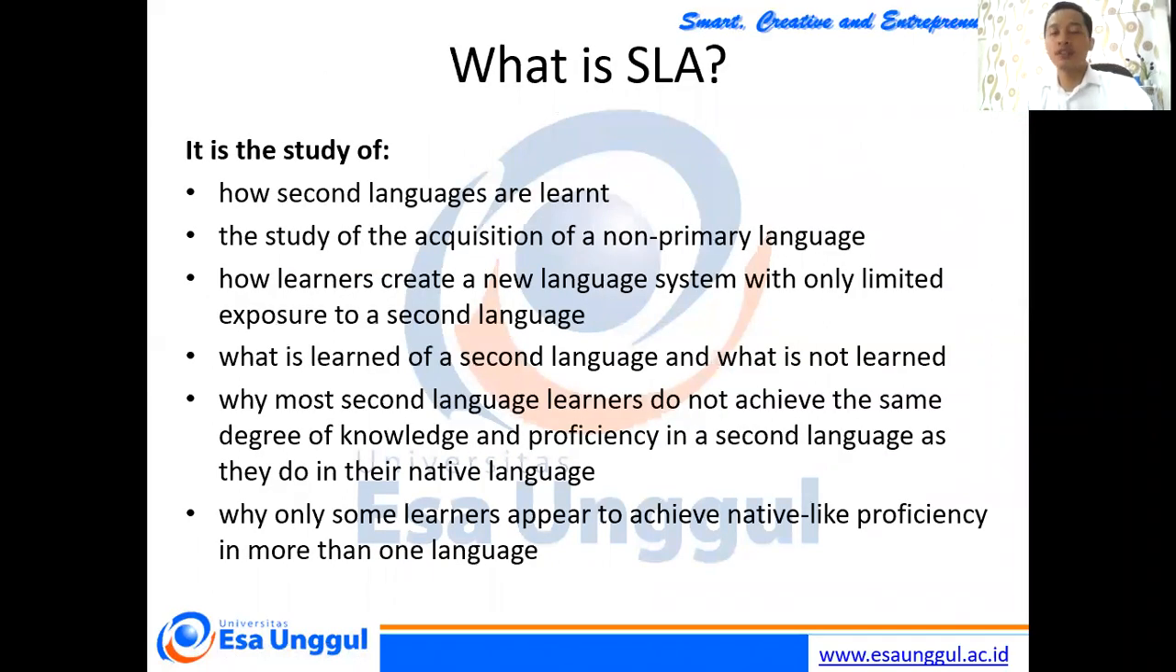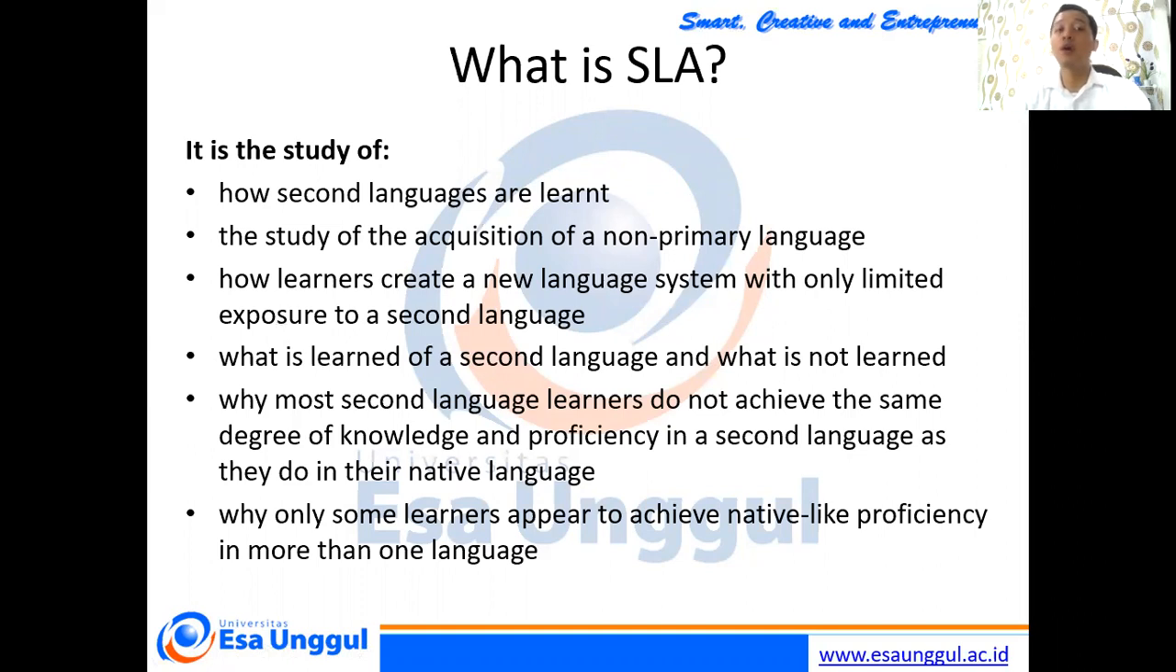First things first, let's study what SLA, or second language acquisition, is. Basically, SLA is the study of how second languages are learned, the study of the acquisition of a non-primary language, and how learners create a new language system with only limited exposure to a second language.